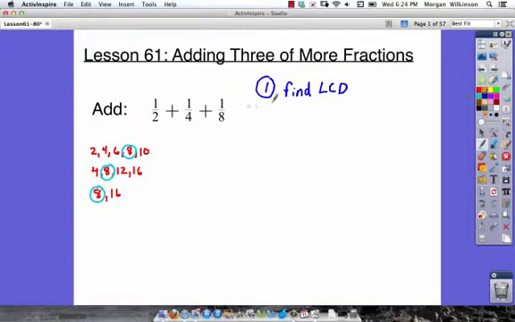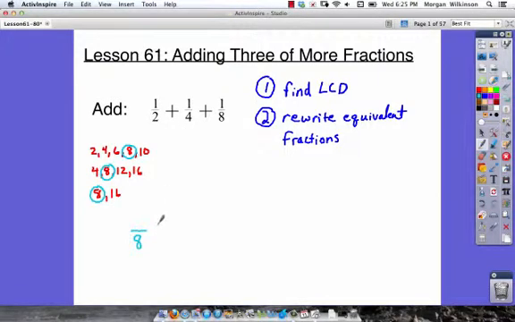Step 2. Step 2 in this process is to rewrite our fractions. We want to rewrite equivalent fractions. Now when we rewrite equivalent fractions, we're going to have, well, 1/2 is now going to be something out of 8. 1/4 is now going to be something out of 8. And 1/8, well, that's already out of 8, so it just stays the same.